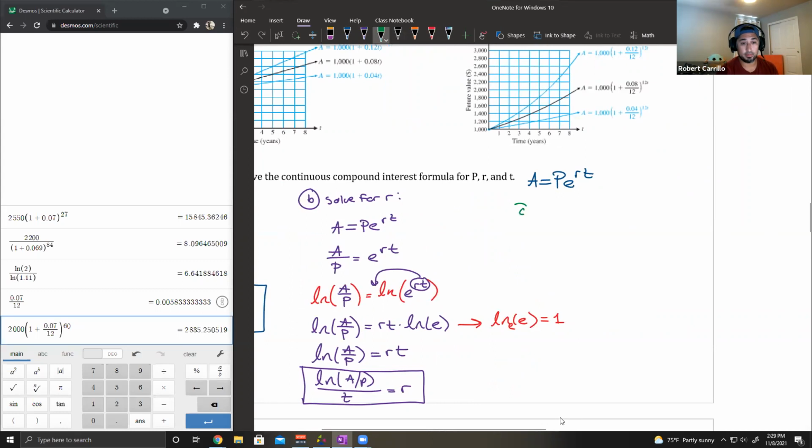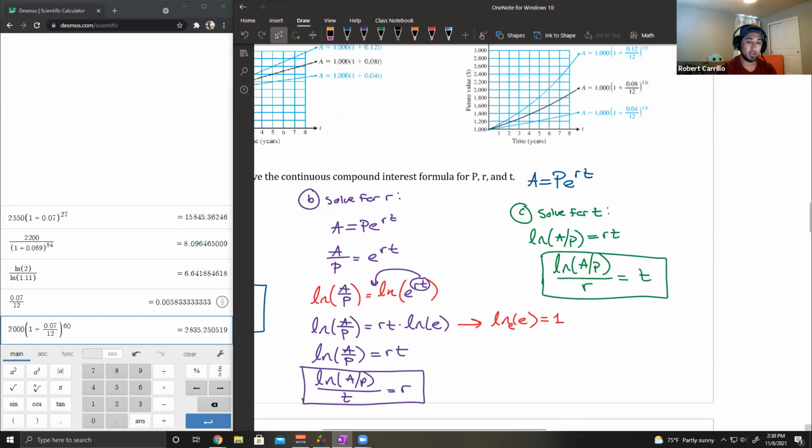So C, we say solve for T, and we begin right here. So we begin at the natural log of A over P equals RT. And now if you want to solve for time, you divide by R. And you get natural log A over P, over R, is equal to T. There you go.